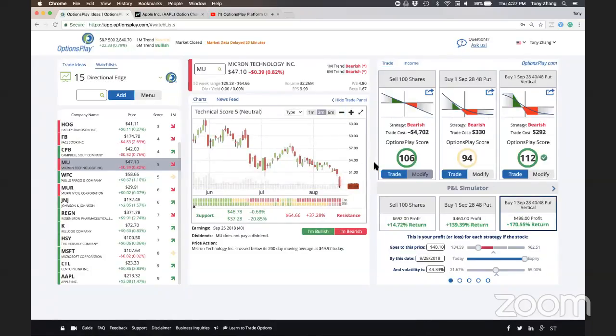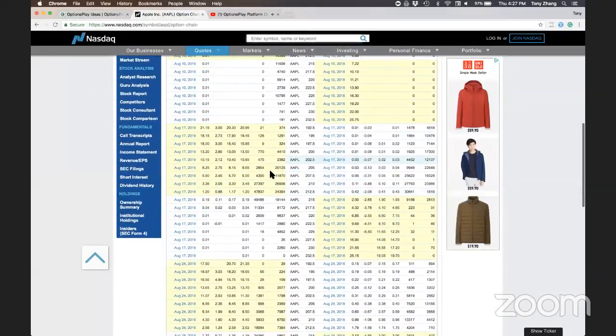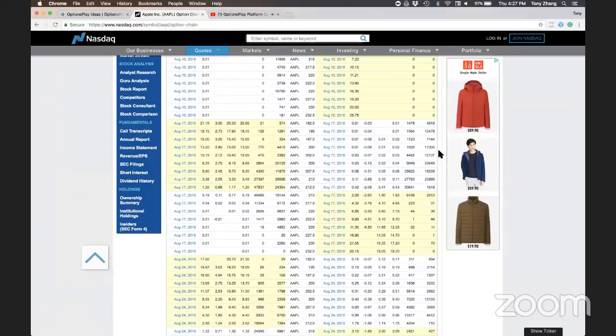So this is really why we created OptionsPlay. Not only did we want to simplify your research for each individual stock from a few minutes down to a few seconds, but we realized that once you had a view on an underlying stock, when you're looking at a page that looks like this, it's really difficult to figure out exactly how do I take advantage of my view.